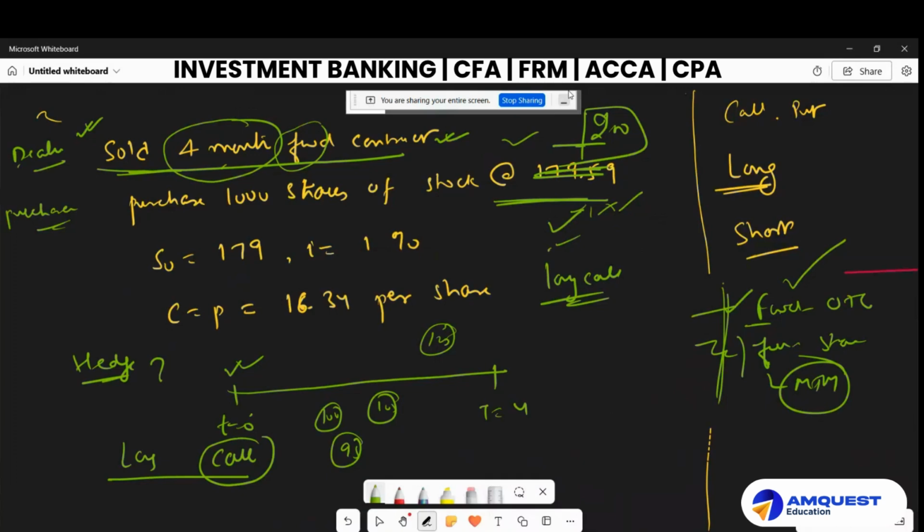Now think about yourself. How will you hedge that, as someone selling a forward? Am I the dealer or the purchaser? You're the dealer. Okay, so think about this. I have to deliver at 200. So it goes to 250 and 50.